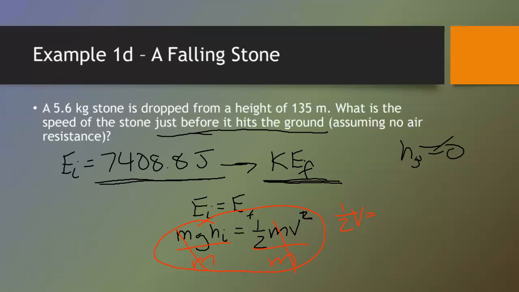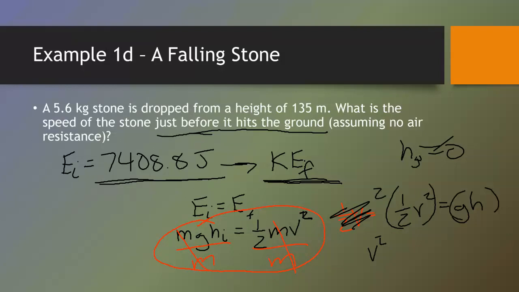If we finish this, I'm just going to do that 1/2 v squared is equal to g times h. I'm just showing you a way to find v. If we multiply both sides by 2, giving you a formula for the velocity of something falling like this, the velocity is going to be equal to the square root of 2 times g times h.